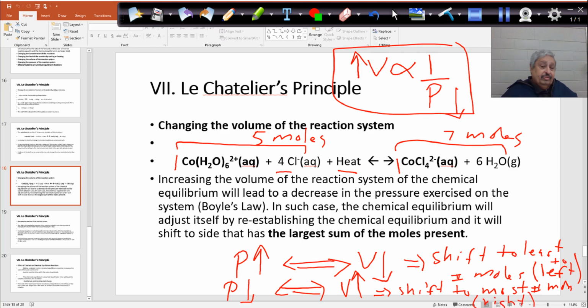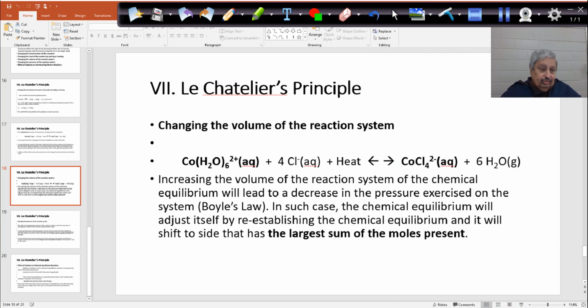Okay, guys, so that's what it says about changing the volume and the pressure of the chemical equilibrium. We'll see some examples. The examples are very important. Then I'll show you the method, so it's easier to follow this method here.